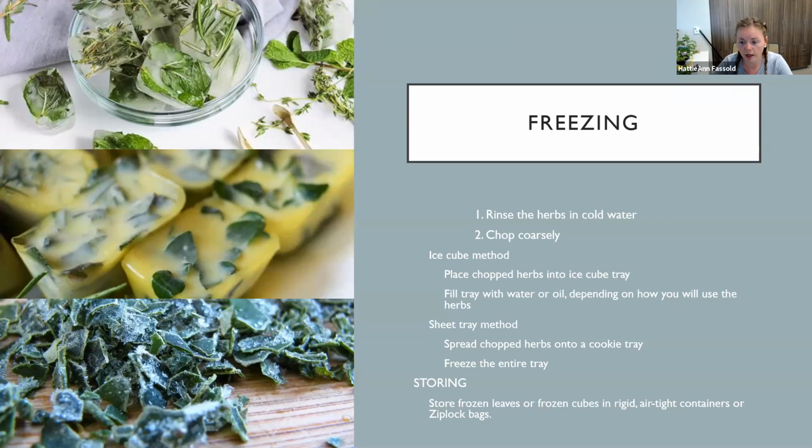And then you can also do it on a sheet tray, where you have the chopped herbs and you spread them onto a cookie tray, and then you freeze the entire tray. And then afterwards, you pour those frozen herbs into a bag, either a Ziploc bag, or you can do a rigid container that's airtight. Doing it in the Ziploc bags can crunch them a little bit. So having the airtight container is a little bit safer if you want to keep the herbs looking really nice.